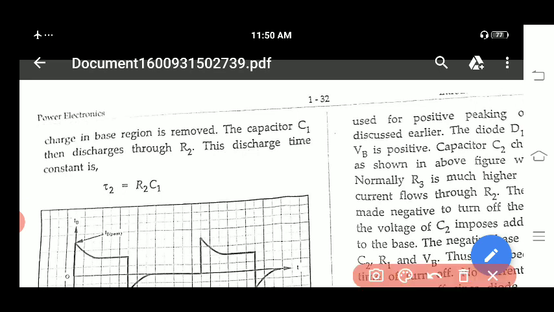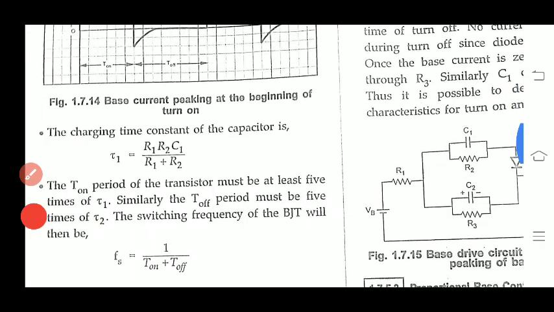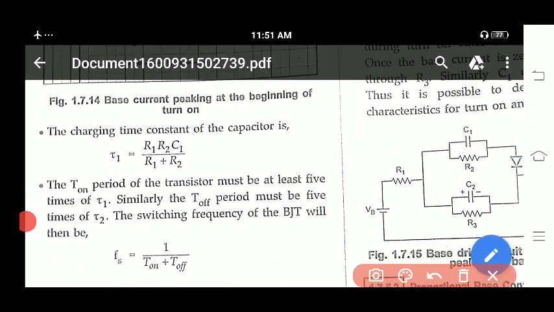Charge in the base region is removed. Capacitor C1 then discharges through R2. Obviously C1 will be charged and then C1 should be discharged. It will be discharged through R2. This discharging time constant T2 can be given by R2 C1. The charging time constant, which is the time period required to charge this capacitor, can be given by T1 equal to R1 R2 C1 divided by R1 plus R2.